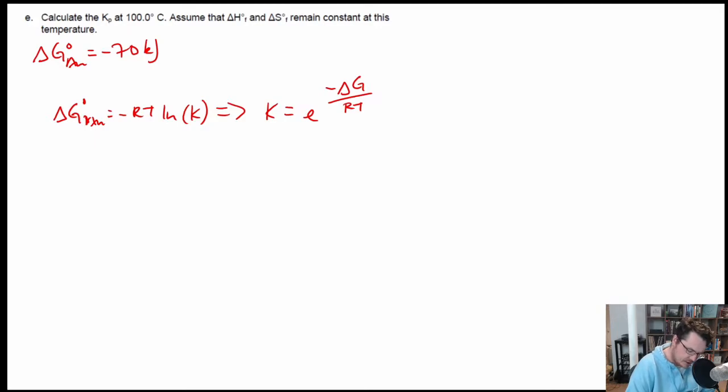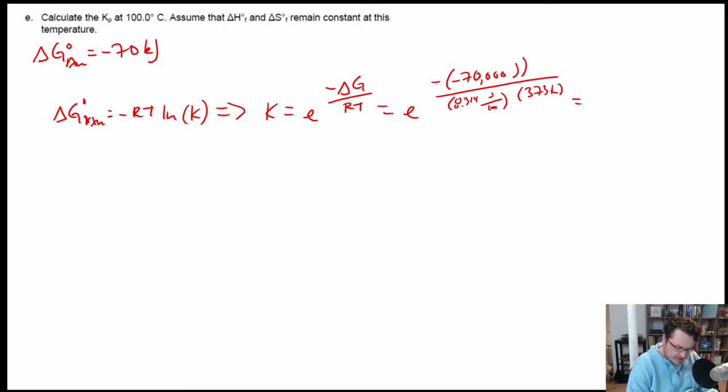In that regard. And so if I plug in the values, we have negative 70,000 joules, making sure that everything's in the same scale, divided by 8.314 joules per Kelvin, and then the temperature now is 373 Kelvin. So what you should get is negative 70,000 over 8.314 times 373. And so I got 22.57.